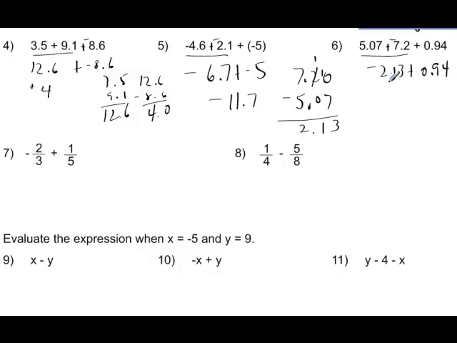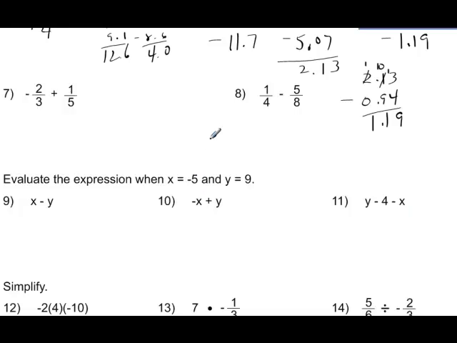So I again have a negative and a positive, so I take the sign of the bigger number, which is that negative. So I'm going to have a negative, and I subtract again. So 2.13 minus 0.94. So that's going to be a 9, borrow. It's going to be a 1, and I have a 1 left over here, and I already knew it was negative.